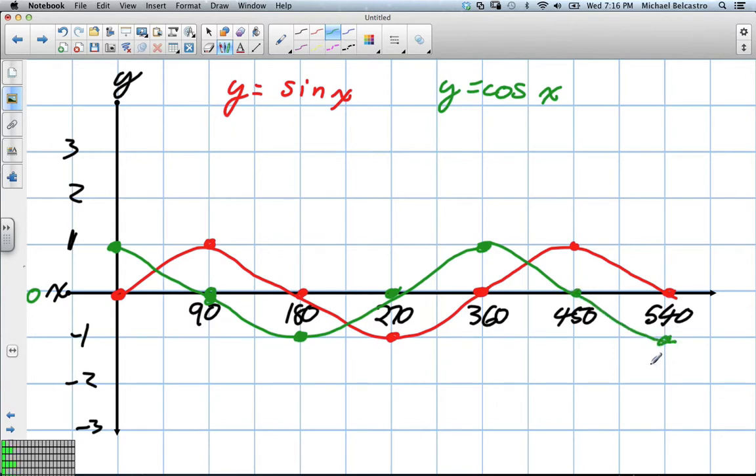And your tangent wave is very different. Now, you said you guys haven't gotten into tangent waves, so we're going to leave that for now. We're just going to focus on these 2 waves to start.